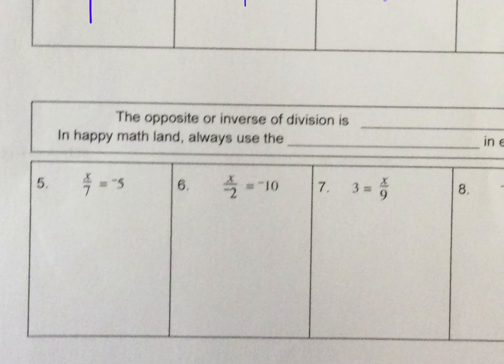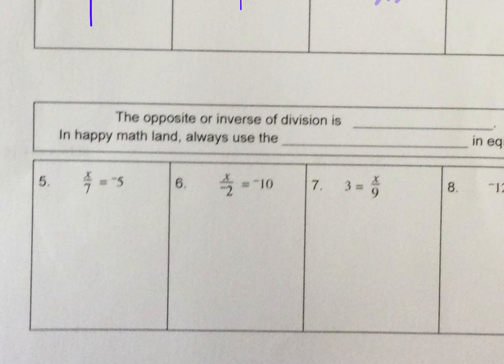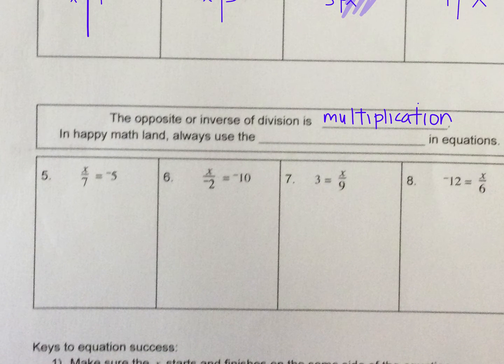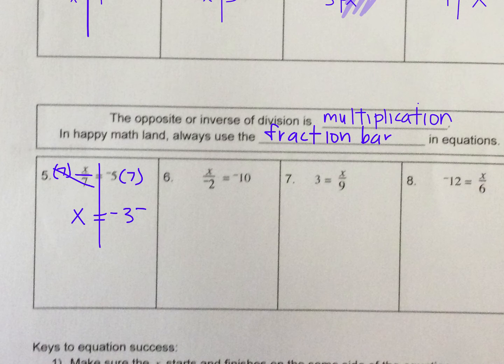The opposite or inverse of division is multiplication. And in Happy Math Land, we always want to use the fraction bar in equations when we're representing division. So when I look over here at number 5, we've got this fraction bar right here. We know that that means divide. The opposite of division is multiplication. So if I multiply that side by 7 and that side by 7, x equals -5 times 7 is -35.